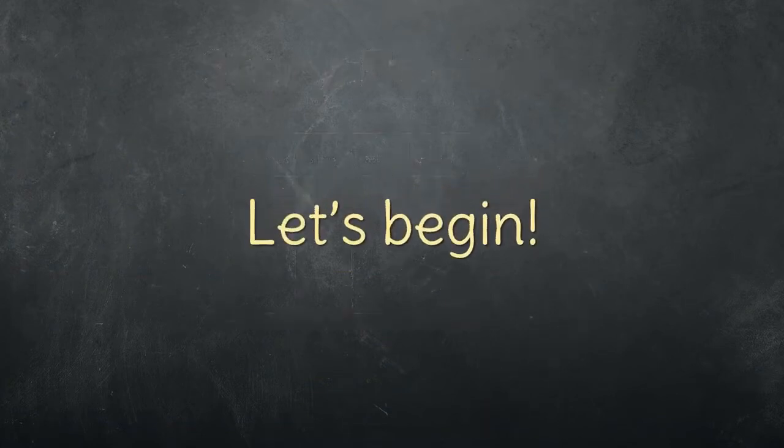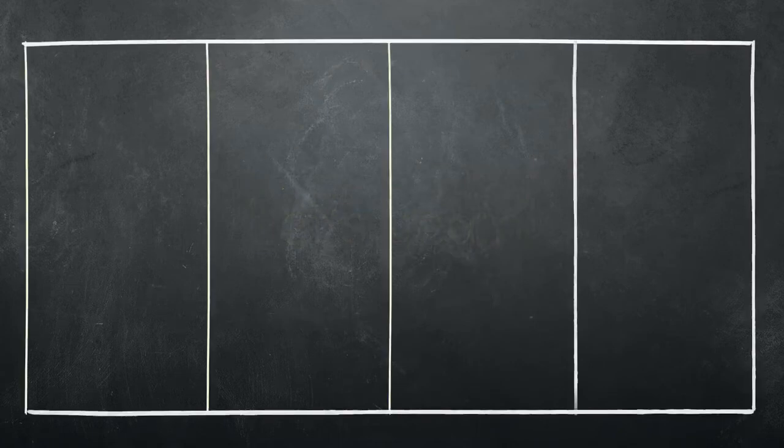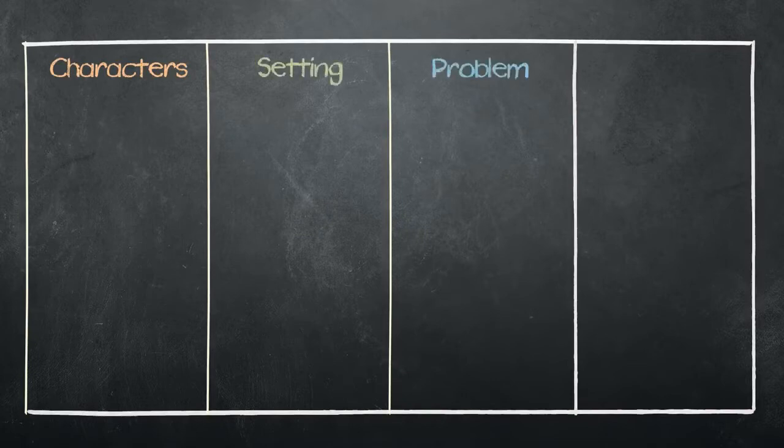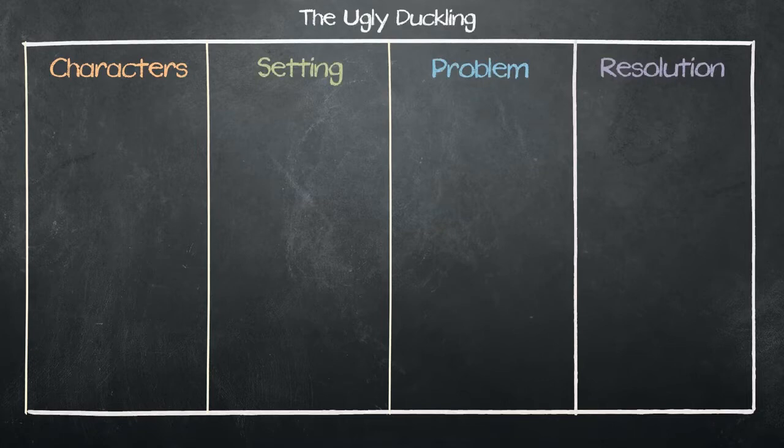Let's begin. First, draw a chart with 4 boxes. Label the boxes Characters, Setting, Problem, and Resolution. Write the story title at the top.